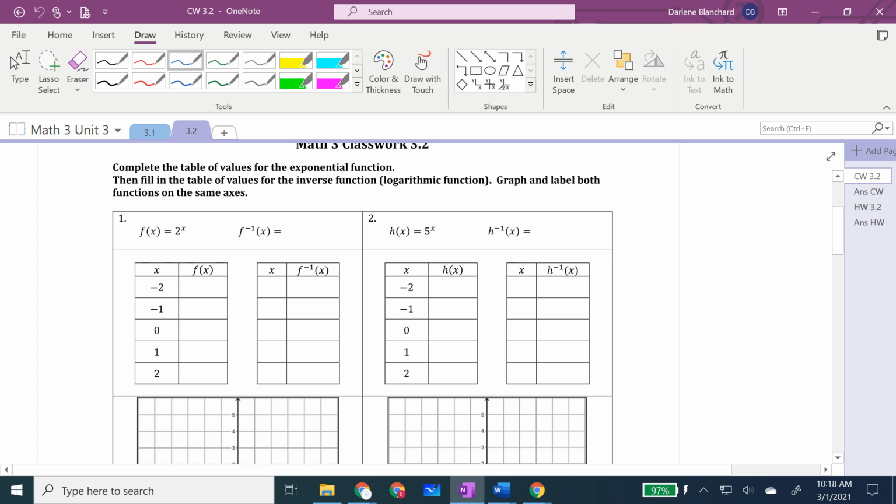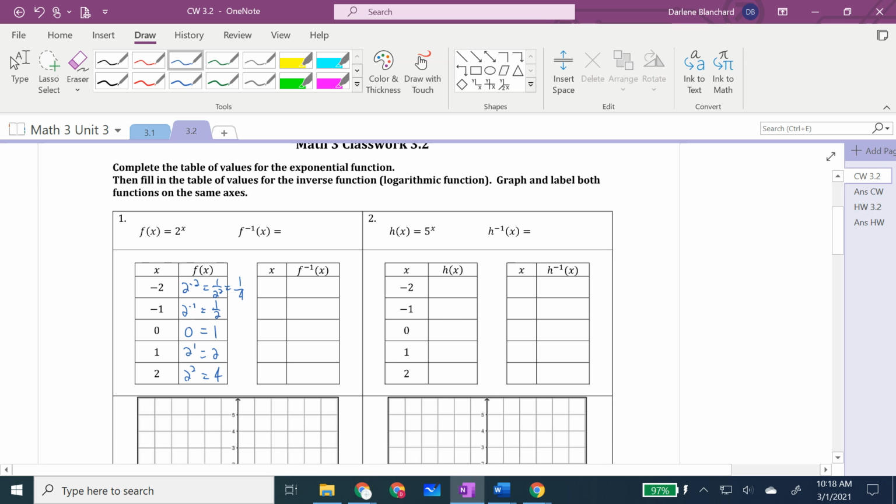So 2 to the negative 2 power is 1 over 2 squared, 1/4. 2 to the negative 1 power is 1 over 2. 2 to the 0 power is 1. 2 to the 1 power is 2. And 2 squared is 4.